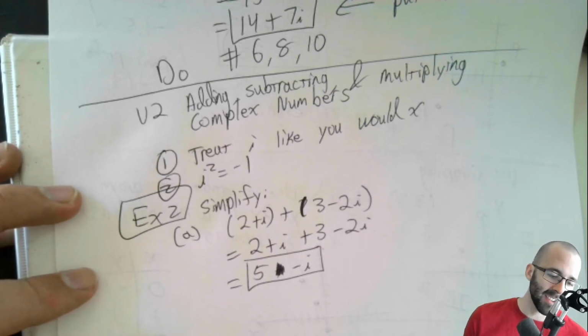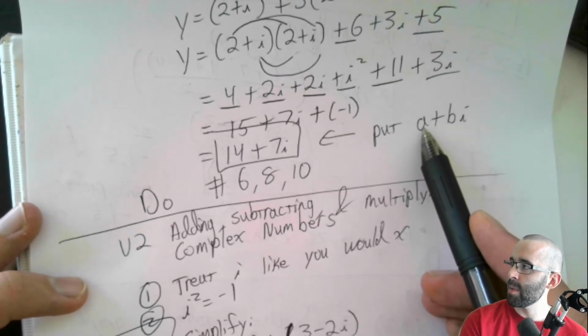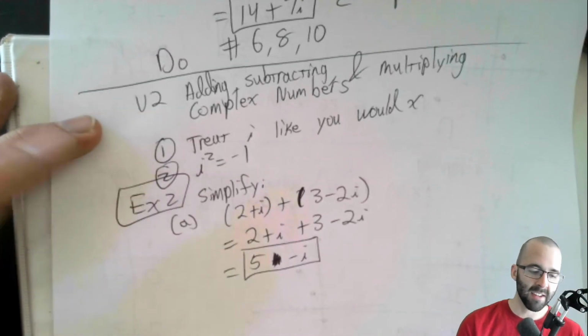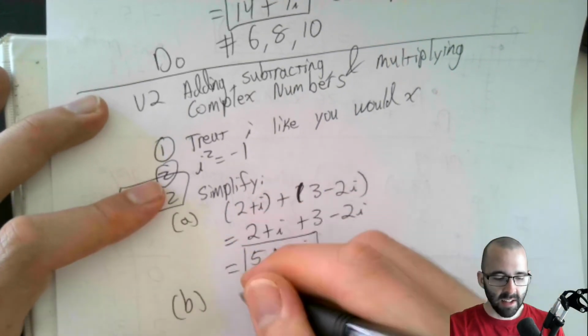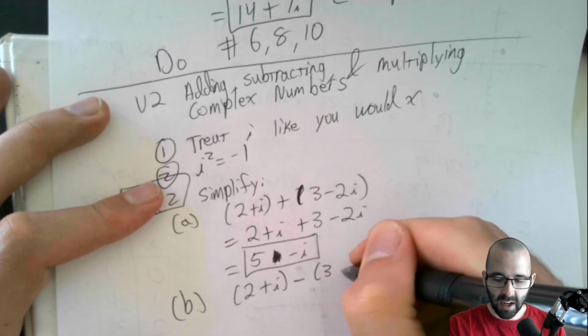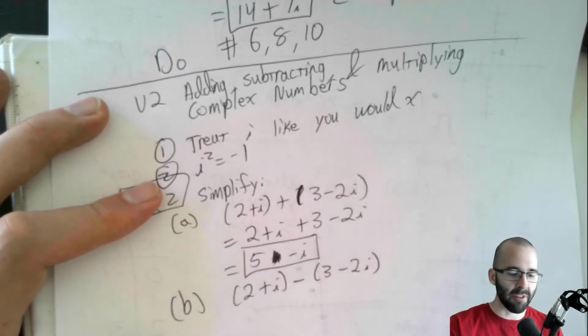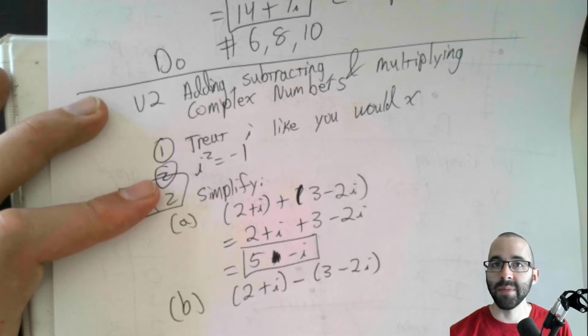All right, so our final answer is 5 minus i. And again, that's in the right format: the real part first, the imaginary part at the end. That's how you add. You can also subtract. And it is pretty similar, just with a tiny pitfall that you might fall 500 feet to your doom if you forget this. So don't forget it.